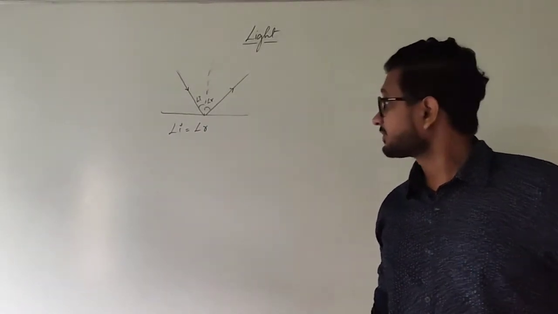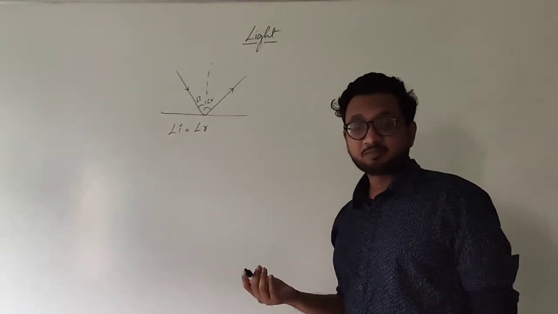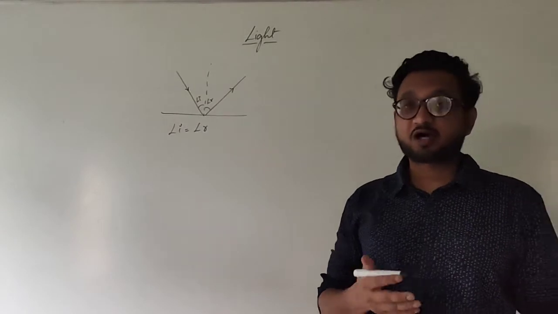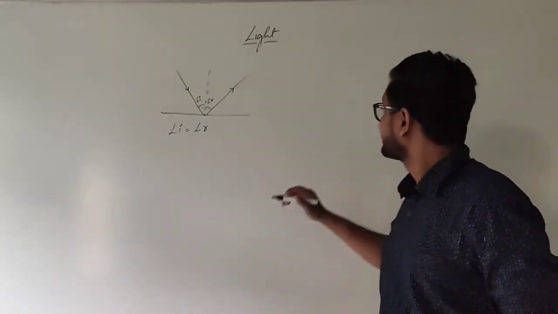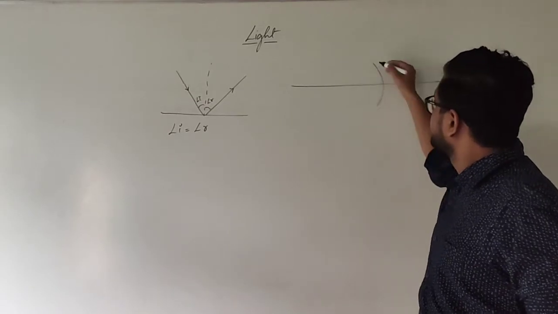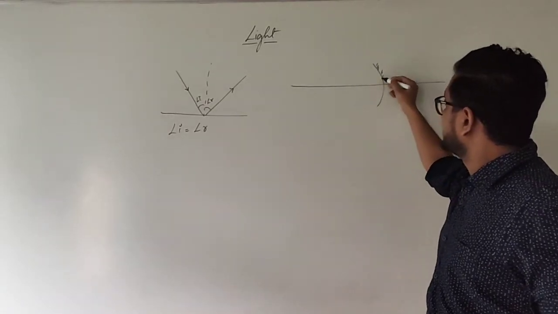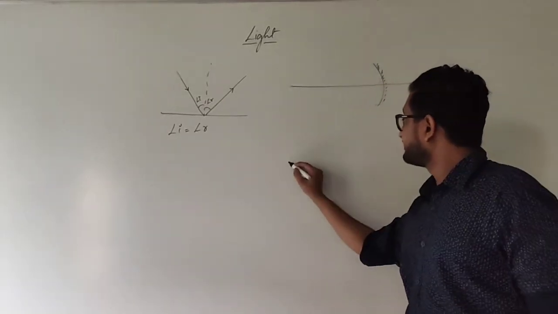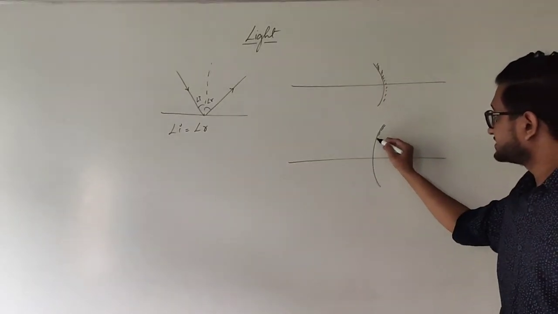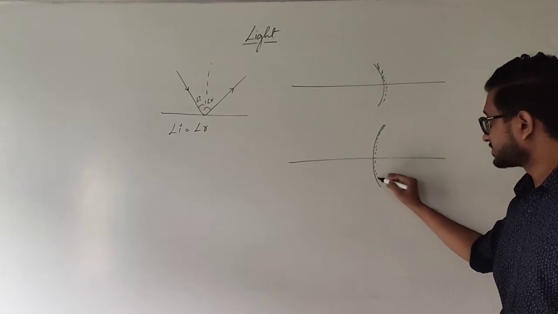Okay? Now coming back to our main topic, that is spherical mirrors. Spherical mirrors are a part of an imaginary sphere. We have a concave mirror like this, where the shiny surface is curved inwards, and we have a convex mirror like this, in which the shiny surface is curved outwards.